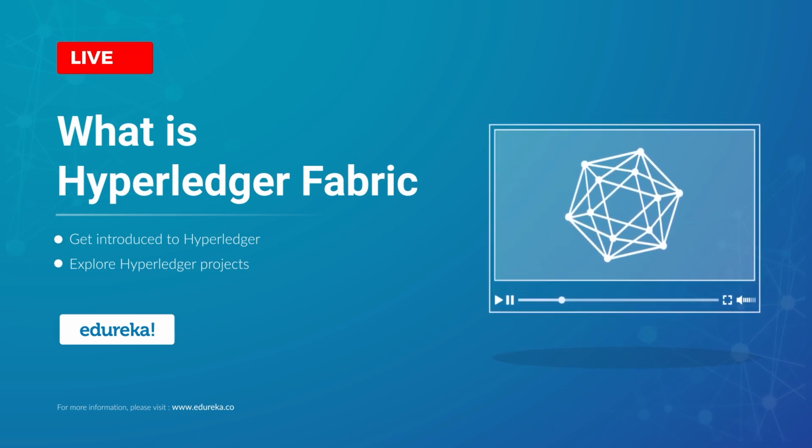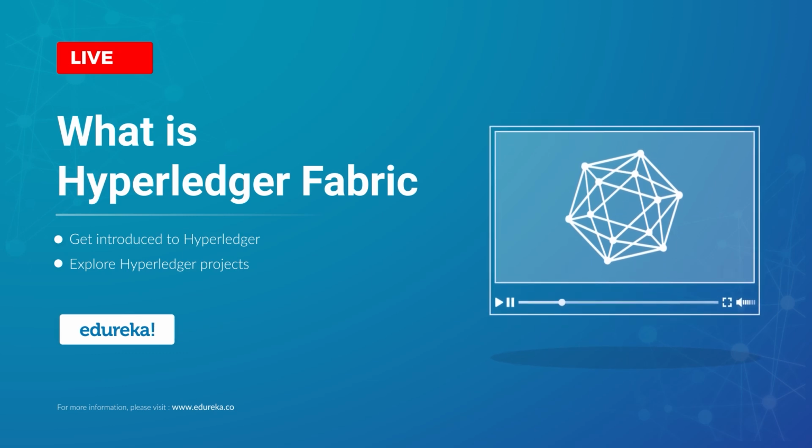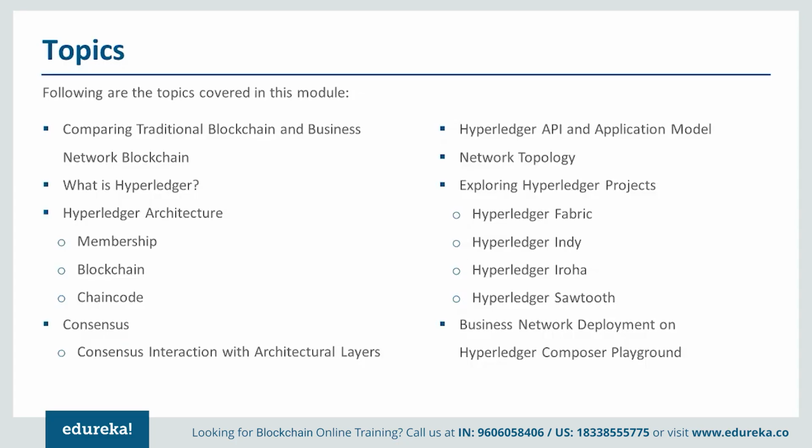Today what we are going to do, we will start with Hyperledger. We will see how it compares to the traditional blockchain in a business network. What is the Hyperledger project? What is the architecture? How do you achieve consensus in a Hyperledger network? What are the different API and application models that are available? What are the different kinds of network topology that you can have in Hyperledger? What are the different projects?